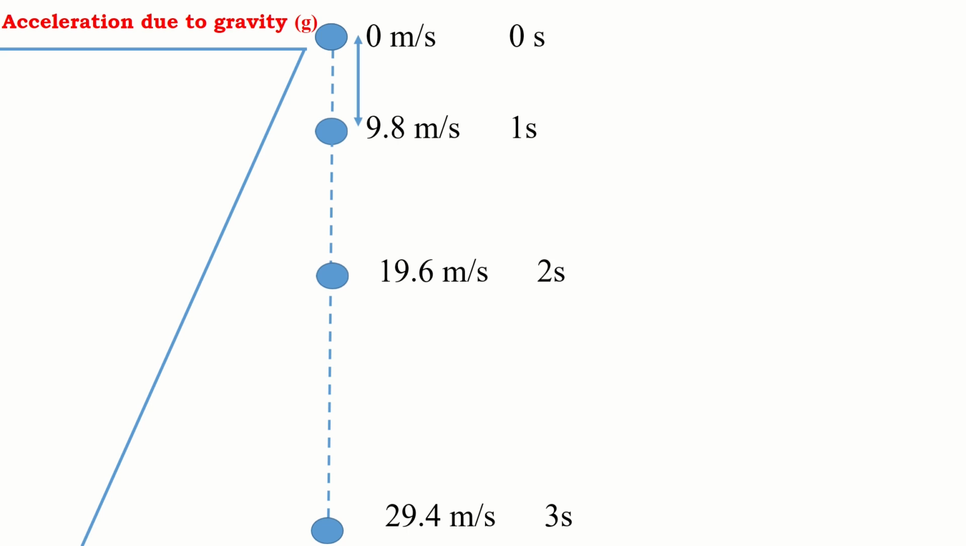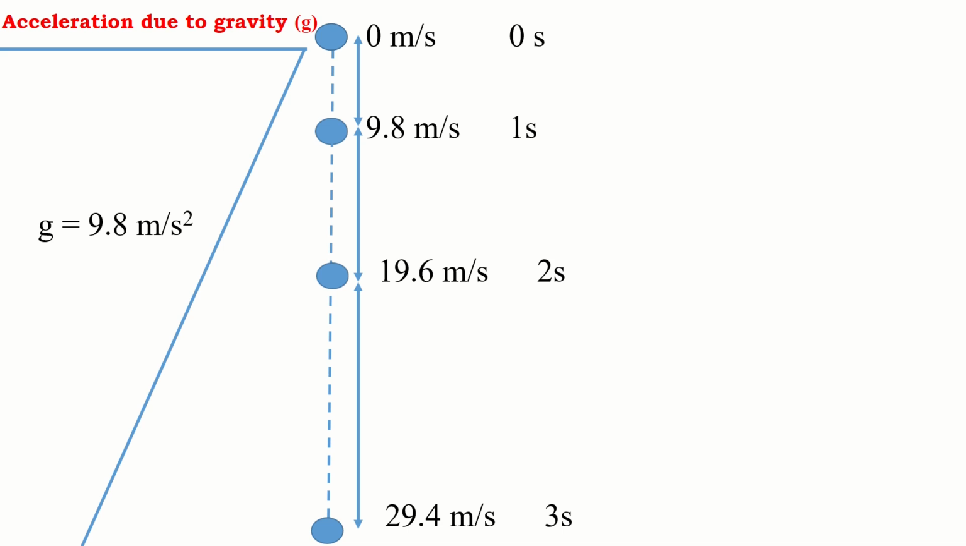Because of less velocity in the first second, it covers less distance, but in the second second it covers more distance because of more velocity, and in the third second it covers even more distance. Since velocity is increasing, the distance covered in every second will also be increasing, and its acceleration will be 9.8 meter per second square. This is acceleration due to gravity.